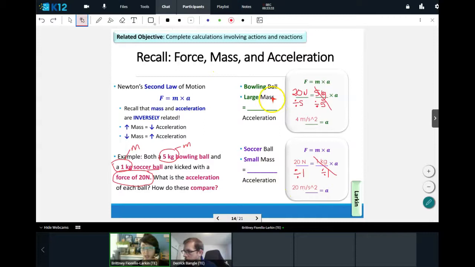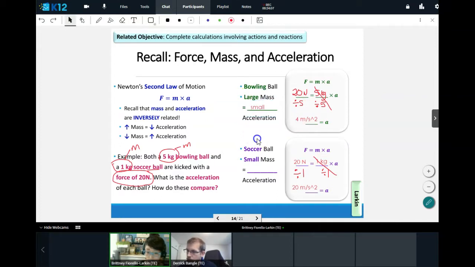Our bowling ball, which is very big, 5 kilograms, that's almost a 10-pound bowling ball, over a 10-pound bowling ball. Its acceleration is only 4 meters per second squared. Compared to the soccer ball, which is much lighter but has an acceleration of 20 meters per second squared, is the bowling ball's acceleration big or small? Tell me in the chat. With its large mass, does the bowling ball accelerate quickly or slowly, big or small? Yeah, we end up with a pretty small acceleration.